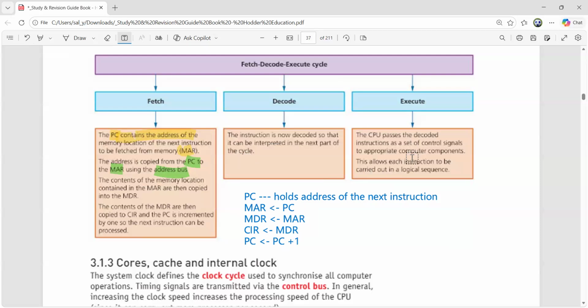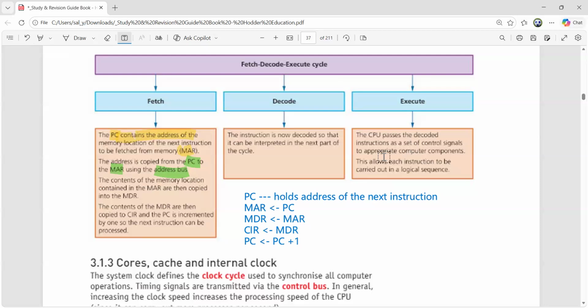And lastly, it's execution, where the CPU is going to pass the decoded instruction as a set of control signals to appropriate computer components. Now be clear, after decoding, the CPU will be sending the signals to the appropriate components. Which component is supposed to be addressed? That is done through the control signals.